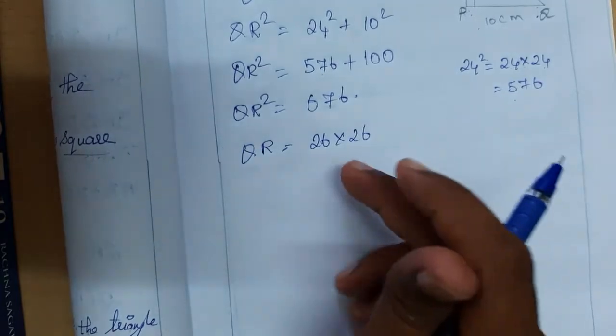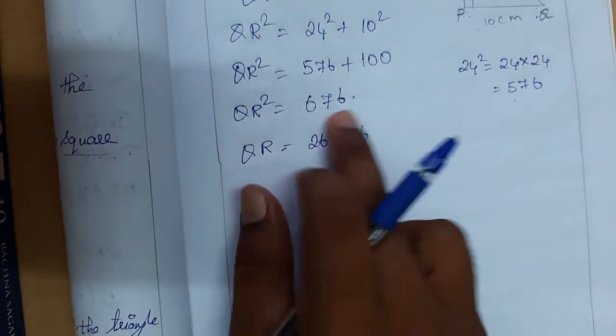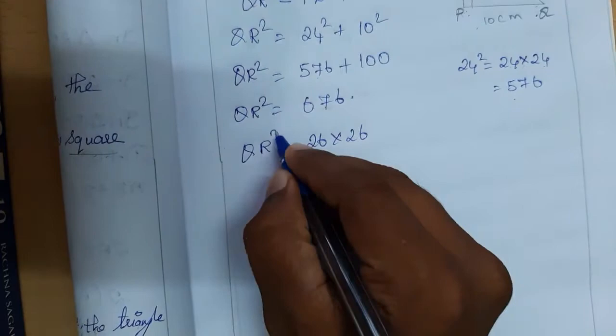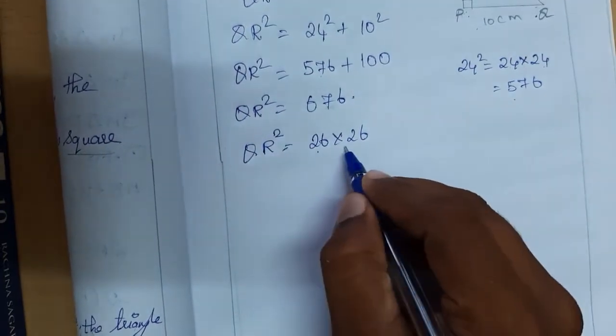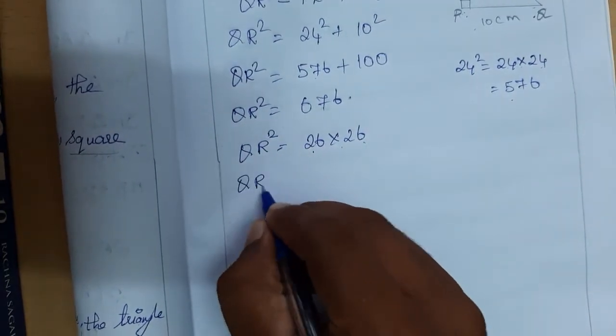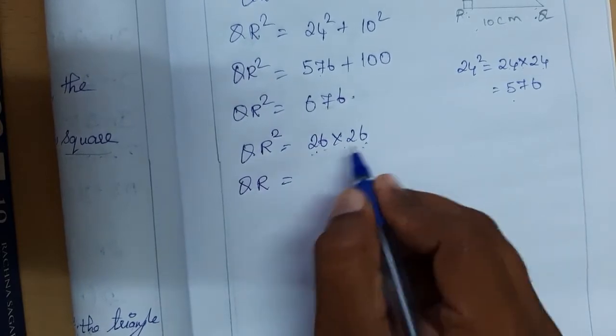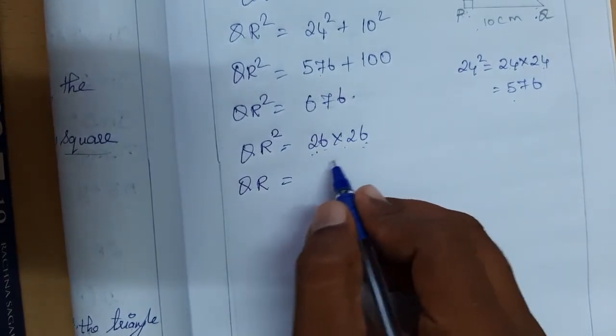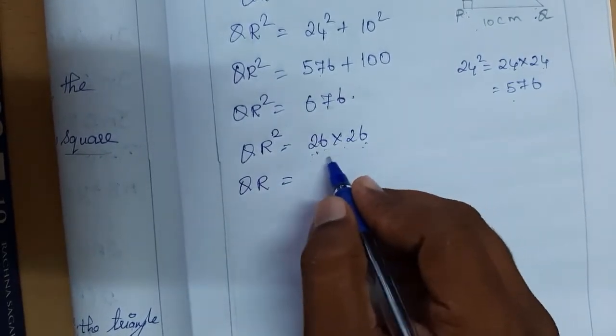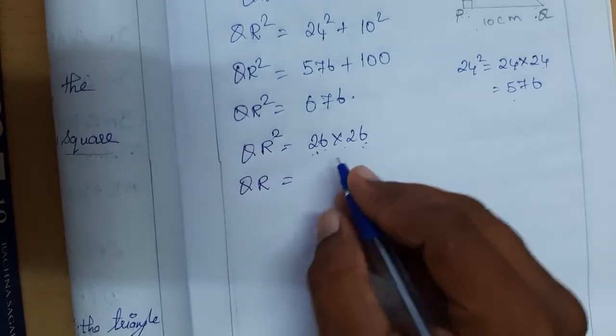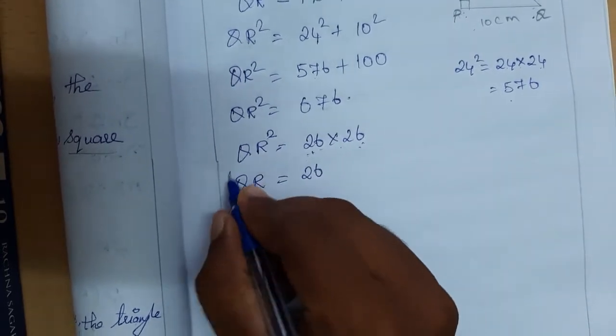So we have to multiply the two numbers, both also have to be the same, and we have to get this. So 26 into 26. So QR square is equal to 26 into 26. Then QR is equal to... square means the number multiplied by itself one more time, right? So if you are removing the square, it will become the single number.